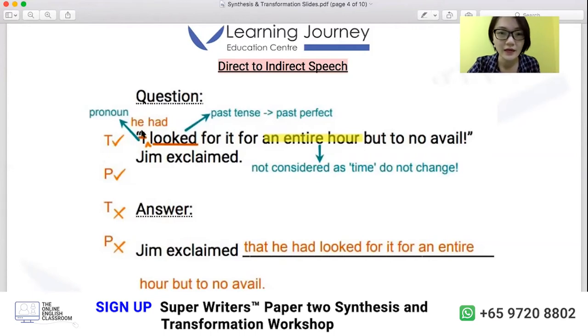So first, I'm going to explain how I go about doing this. And then for the next question, you are going to explain to me how to go about doing that. Okay, so tense here. I look at the question. "I looked for it for an entire hour, but to no avail," Jim exclaimed. Now I know the person, Jim. Jim is a guy, a boy.